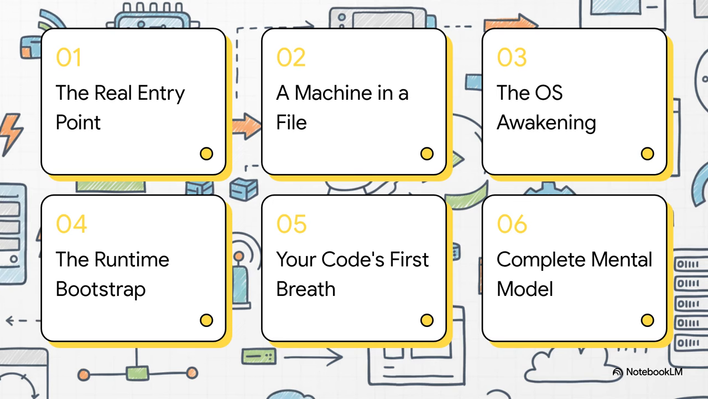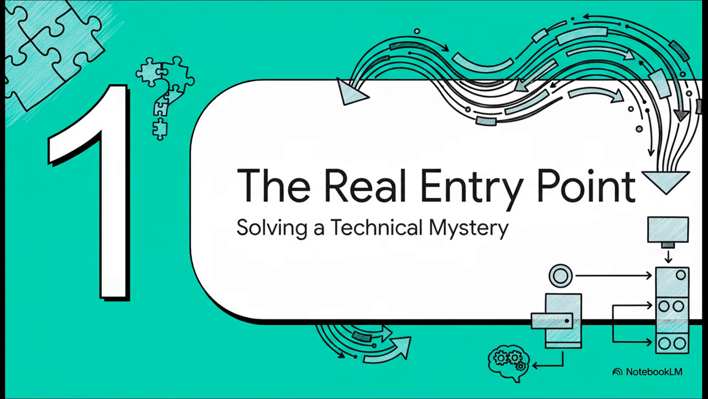Now, this leads to the most crucial part, the Go runtime bootstrap, where the program literally builds its own execution engine from scratch. Only then will we get to see your code's first breath as the main goroutine is finally born. And to wrap it all up, we'll tie all these pieces together into one single mental model you can use to reason about your own Go applications. All right, let's dive.